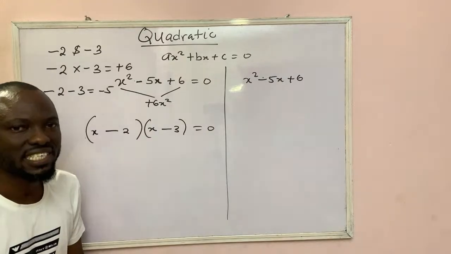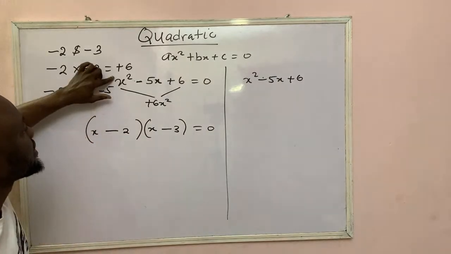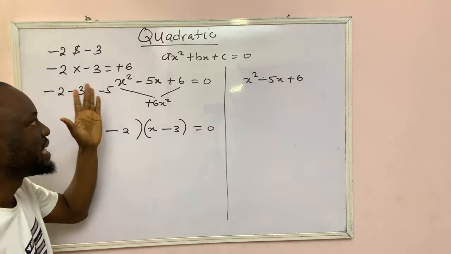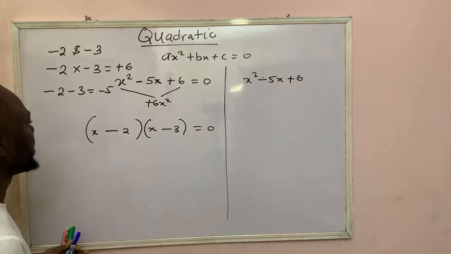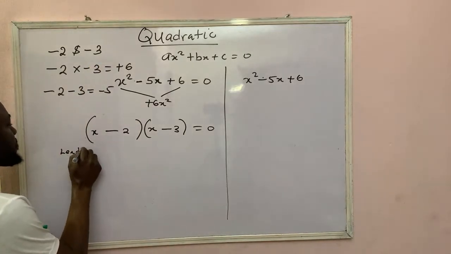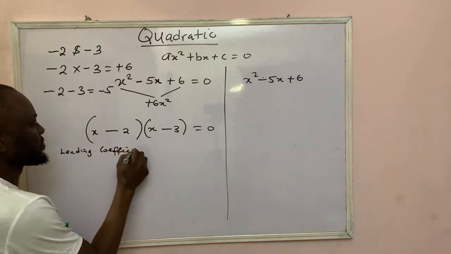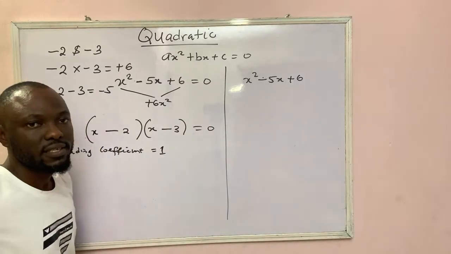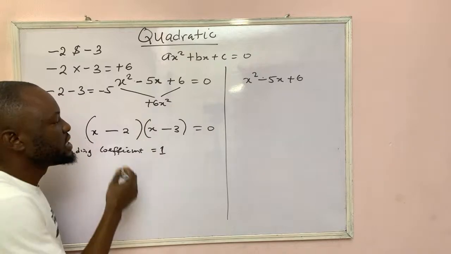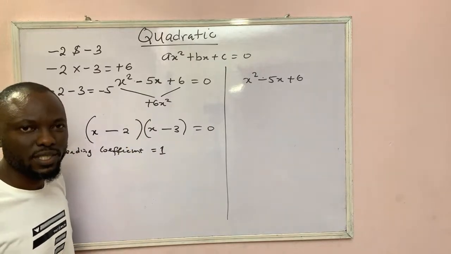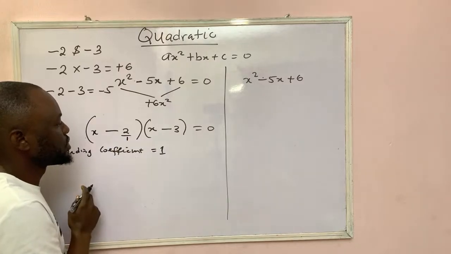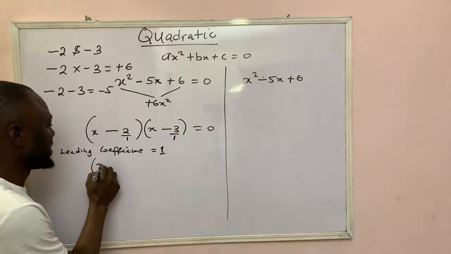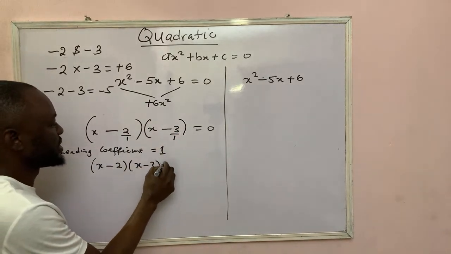Then the next step is that I need to identify what my leading term is. My leading term is x to the power of 2, so my leading coefficient is 1 here. Now, what you do is divide those factors by the leading coefficient. But in this case, because 1 has no effect on division, even if I say minus 2 divided by 1, minus 3 divided by 1, I'll still get x minus 2, x minus 3 equals 0.